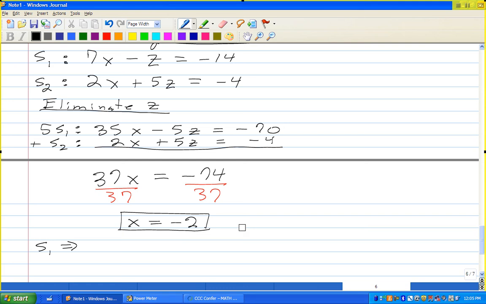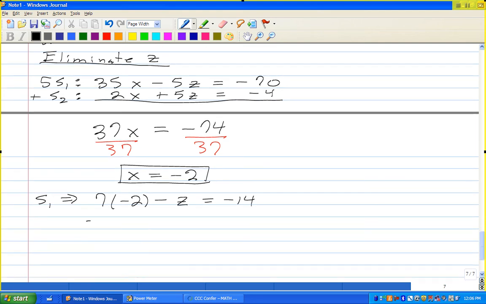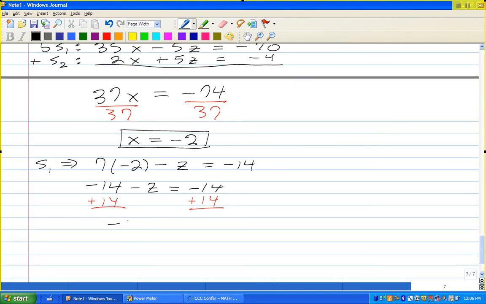And so let's do that. So S1 is 7x minus z equals negative 14. Oh, so that's kind of nice. So negative 14 minus z is negative 14. Add 14 to both sides. So if you do that, you get negative z equals 0. Divide by negative 1. So z is 0. So I've solved for x and z.